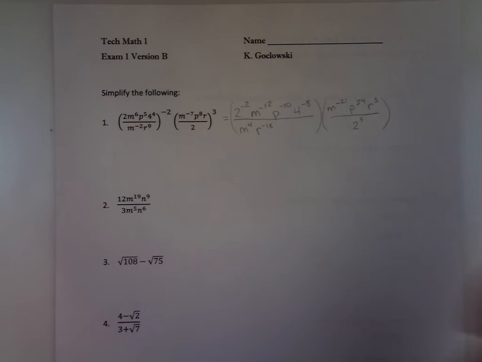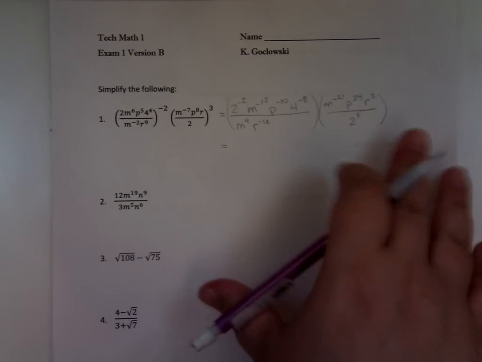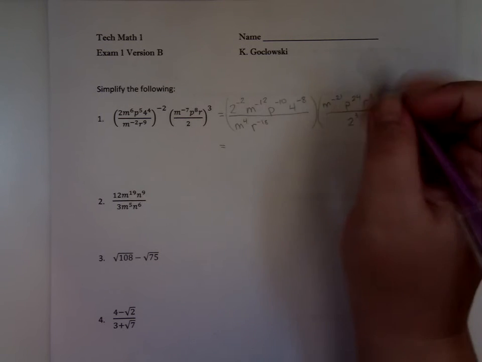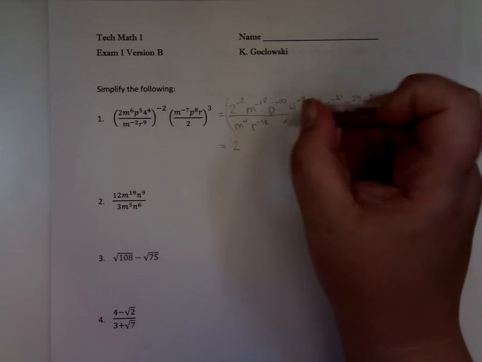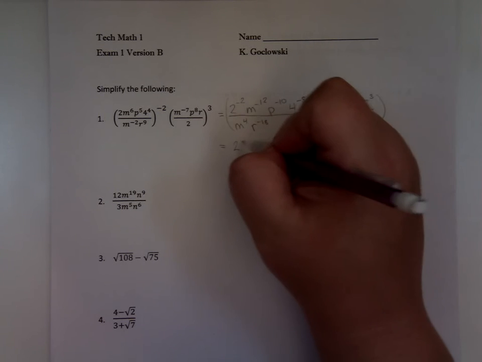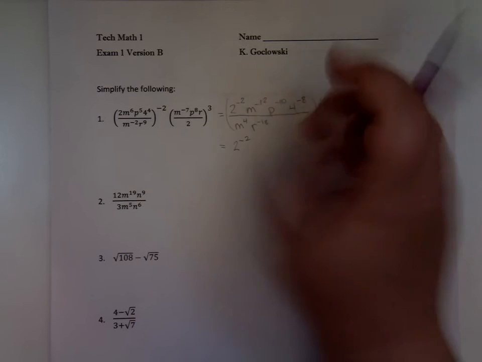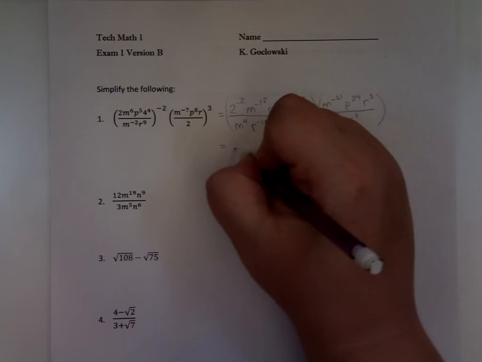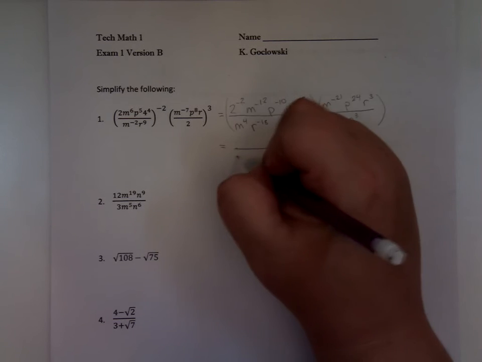Okay. So what have we got? We've got 2 to the minus 2. Well, here, let's do it this way. I'm going to draw a fraction bar. 2 to the minus 2 is going to drop down here and become 2 to the 2.